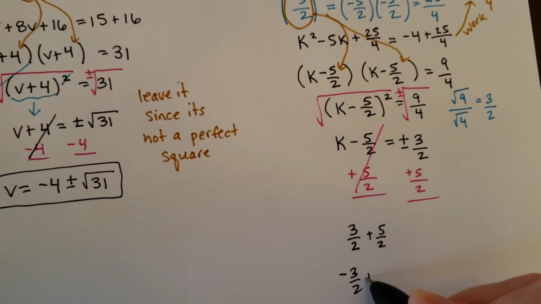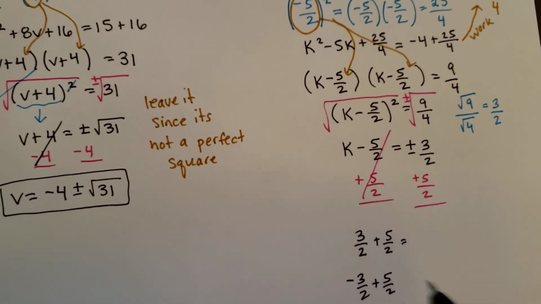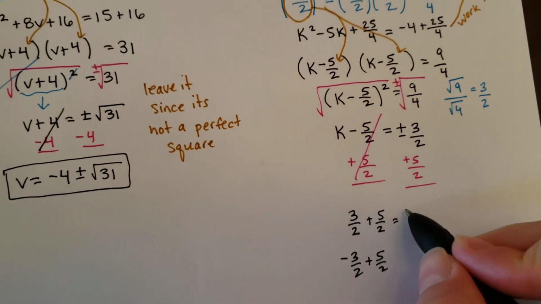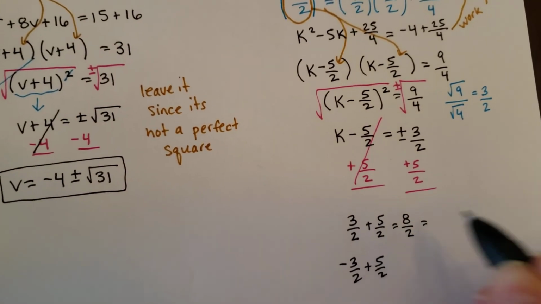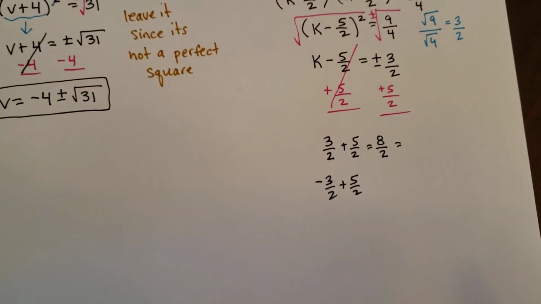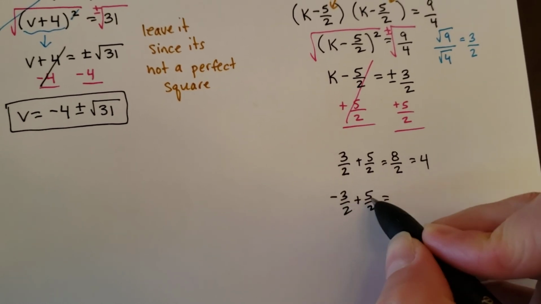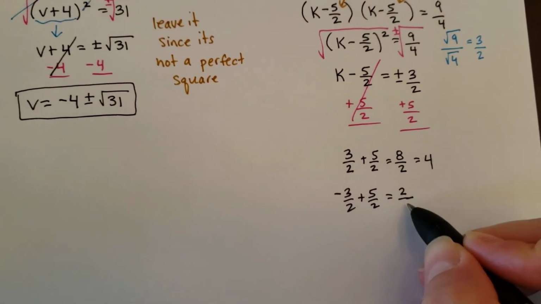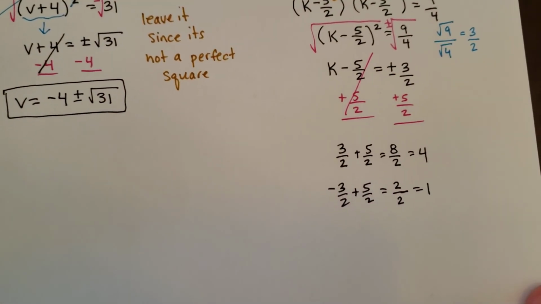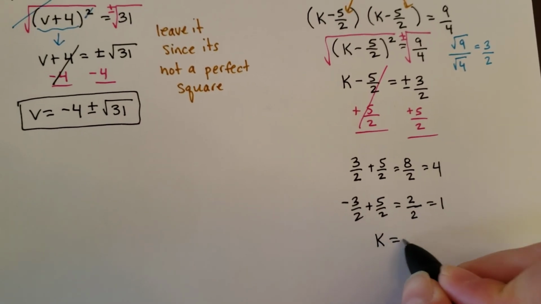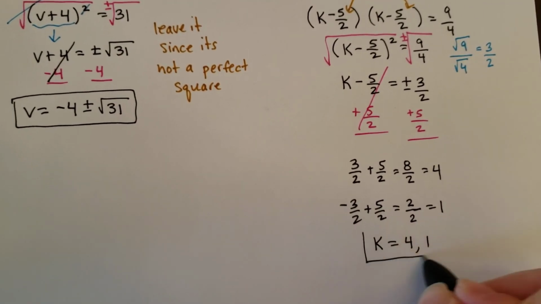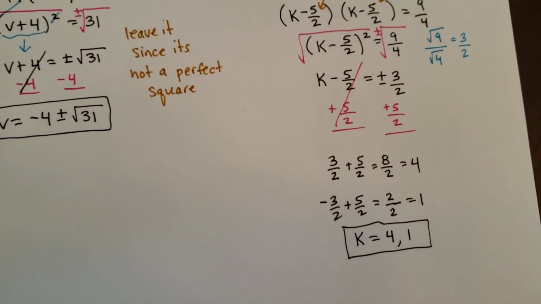Adding 5 over 2, adding 5 over 2. Same sign, so you add, so you get 8 over 2, and that can reduce to a 4. And then here, a negative and a positive subtract: 2 over 2 gives you 1. So k is going to equal 4 and 1. Whoops, little hiccup there.